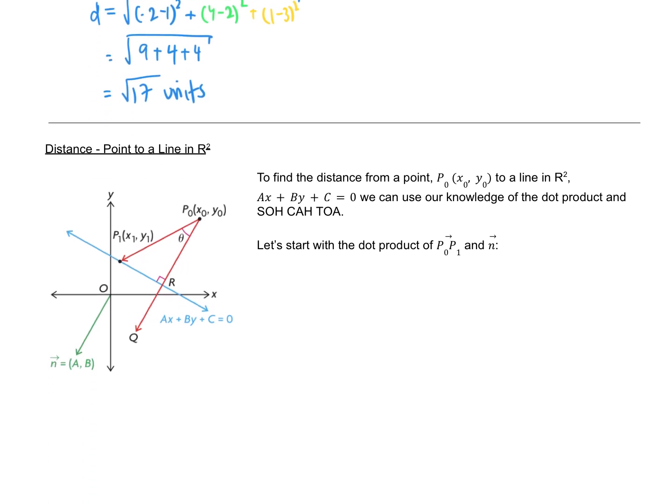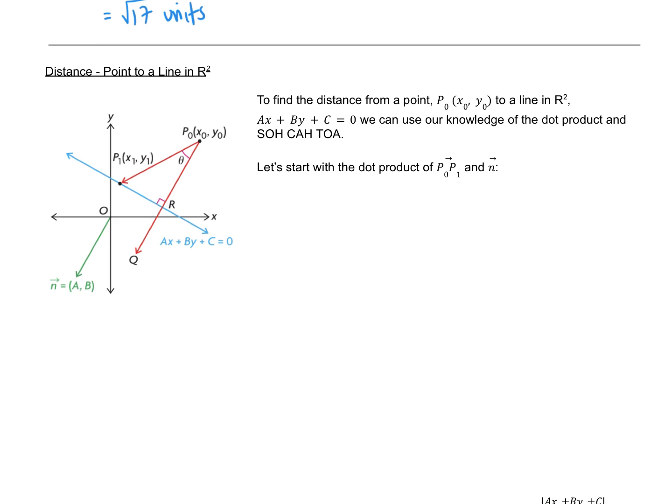Now let's move on to finding the distance from a point to a line in two-dimensional space. The point that we're going to be using is P naught, and the coordinates are x naught, y naught. And our line is given in the Cartesian equation form. In order for us to develop this formula, we're going to use our knowledge of the dot product and just SOHCAHTOA. So, first of all, we have our line here in blue.